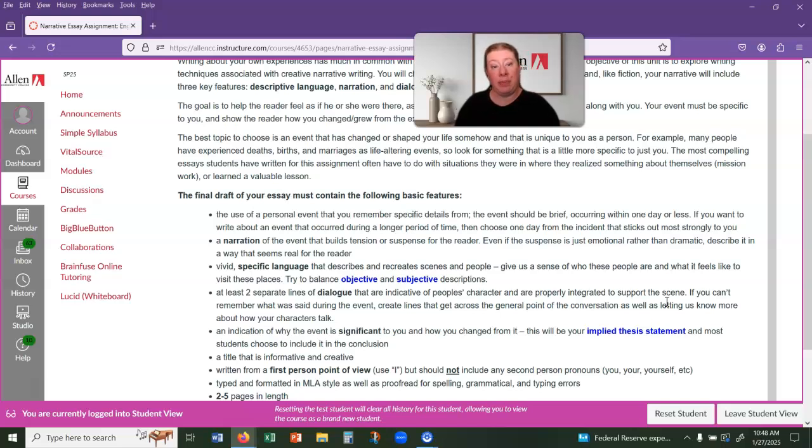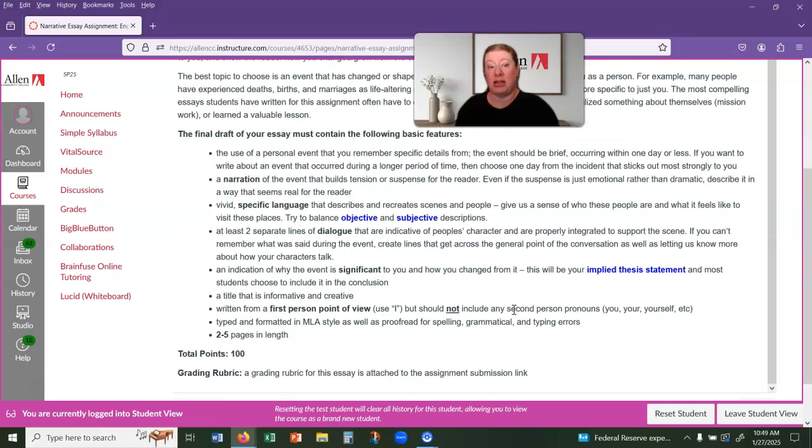The three main components of this essay are description, narration, and dialogue. Description is the use of sensory details and explanations of what things looked like, specific language, vivid word choice, that kind of thing, so that we recreate the scene for the reader. You'll learn in the chapter about objective versus subjective descriptions, and you can use those. You can use those sensory details. There's a lot of stuff in the chapter on description that will help you.